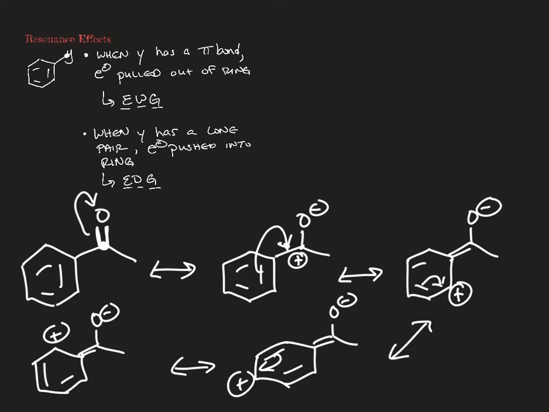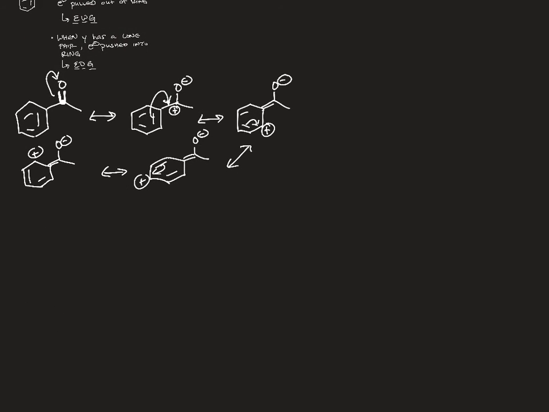All right. One more step and I'm back to where I started. So as you can see, I've removed the electron density from the ring, putting the carbocation on the ring, making that acyl group electron withdrawing. Let's look at one more example here of an electron withdrawing group.